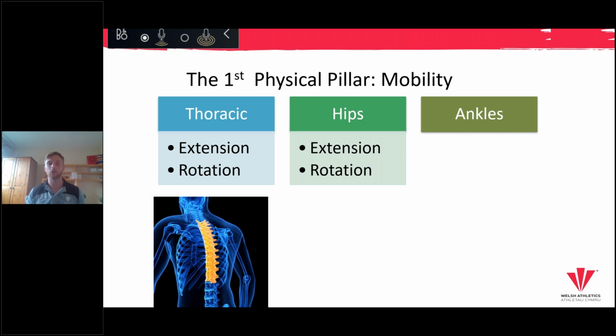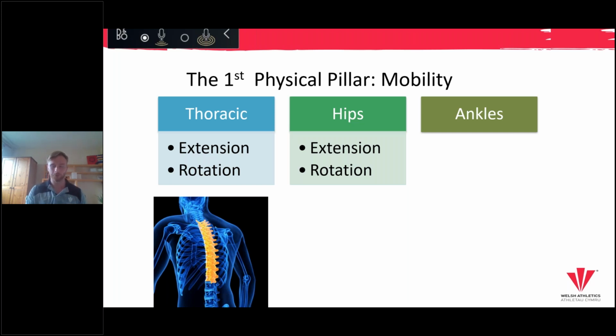So now, just to take you back into the first physical pillar. Maybe you've identified that there is a physical limitation that might be holding an athlete back. Now, in terms of mobility, there's three key areas where we need mobility in our athletes. The thoracic, shown on the picture on the bottom left here, the upper back essentially, the upper portion of your spine, the hips and the ankles. Why do we need mobility in these areas? I'm going to get into that in a bit more depth, but essentially to be able to hit the shapes that I want to hit in the technique of the throw or in any type of physical preparation movements.